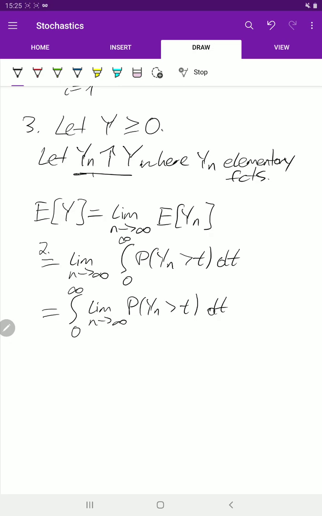So, well, we know certainly that if n gets bigger, then the Y_n get larger, and then also this probability, and so the integrand here is increasing, and so we can apply Beppo-Levi. So we have the limit here, and now I claim that this is the probability that Y is bigger than t.